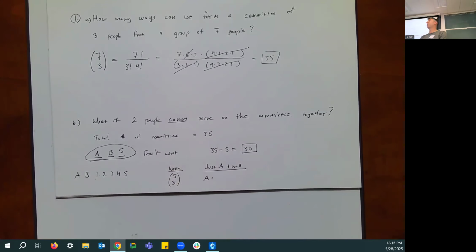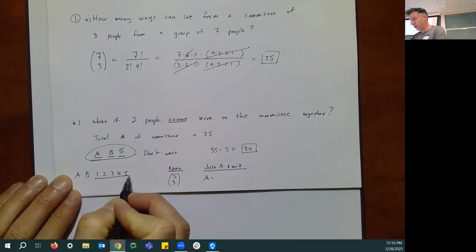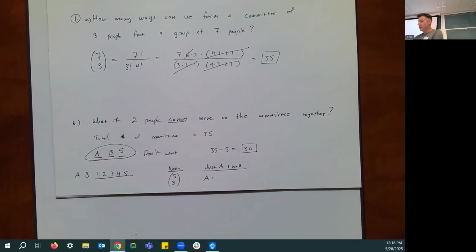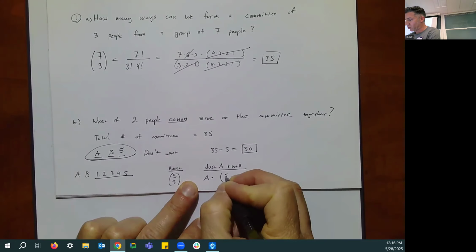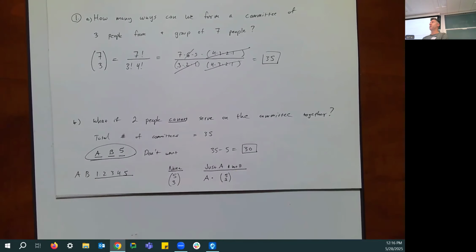Well, how many people are left to choose from? Yeah, there's only 5, right? Because we don't want to pick B. So there's only these 5 people to pick from, right? B is not a valid choice. So there's going to be 5 choose 2 ways of picking the other two people.